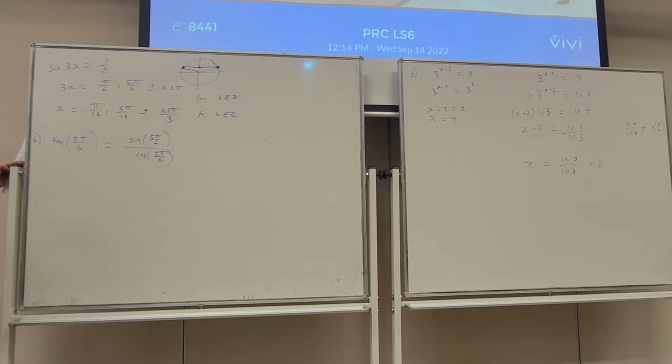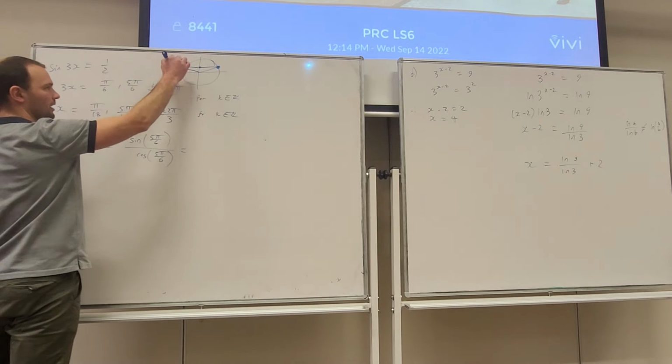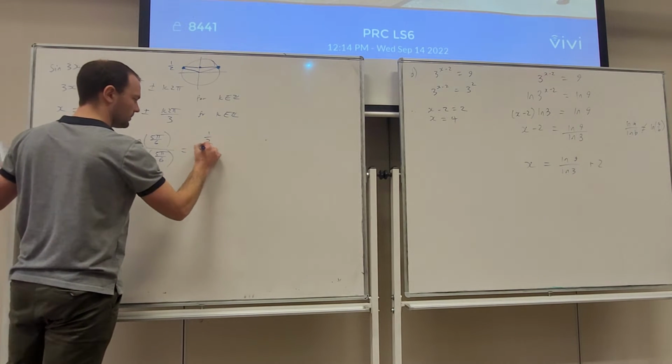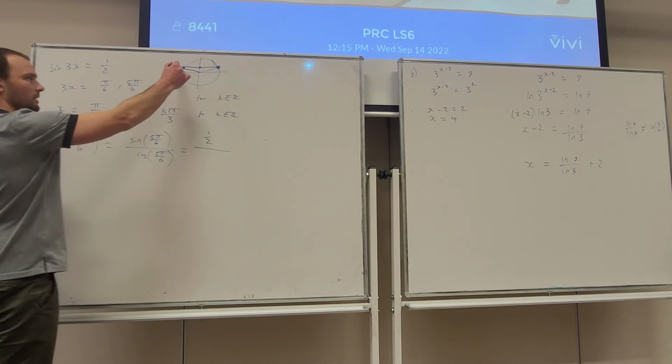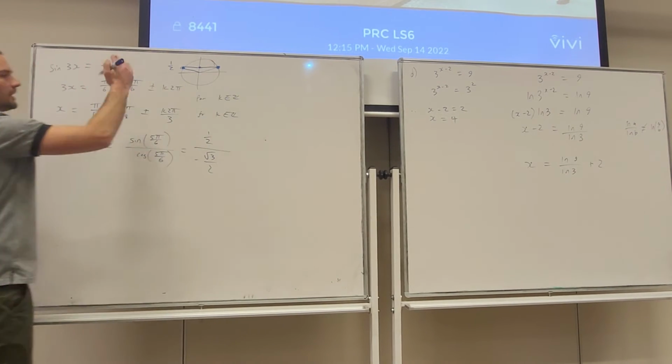Now, we can look at our unit circle to determine these values. We should remember from here, sine of 5 pi on 6 is half. We just got that one up there. So we've got half at the top, and at the bottom, cos is going to be root 3 on 2, but it's negative because it's on the negative side.